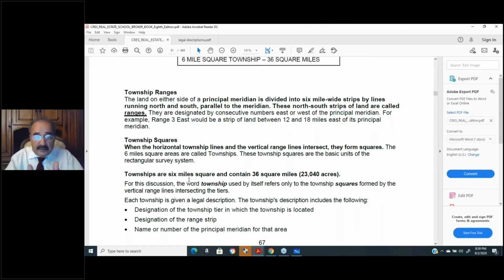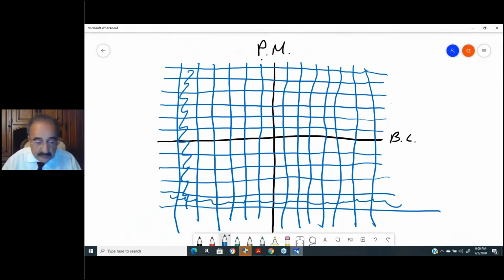When a 6 mile wide range intersects with the 6 mile wide tier, it forms a 6 mile by 6 mile area called a township. A township is 6 miles by 6 miles. Every single one of these squares that intersect with the range and a tier is a township. It's 6 miles by 6 miles, containing 36 square miles.